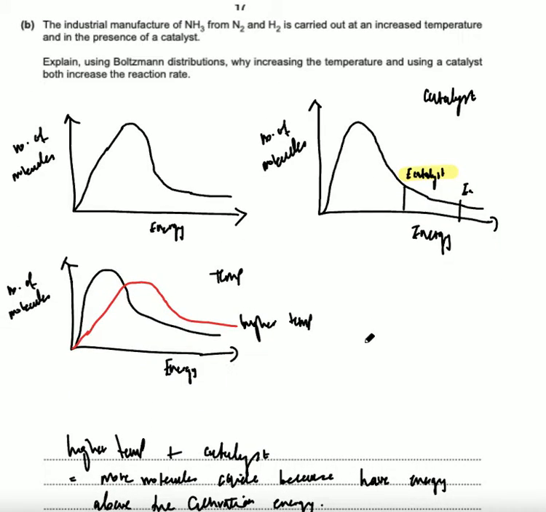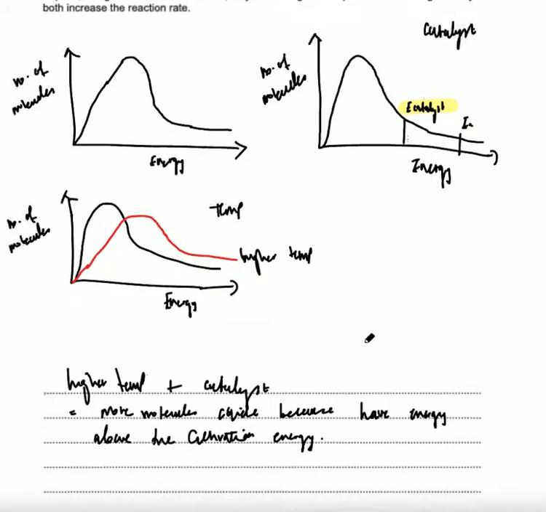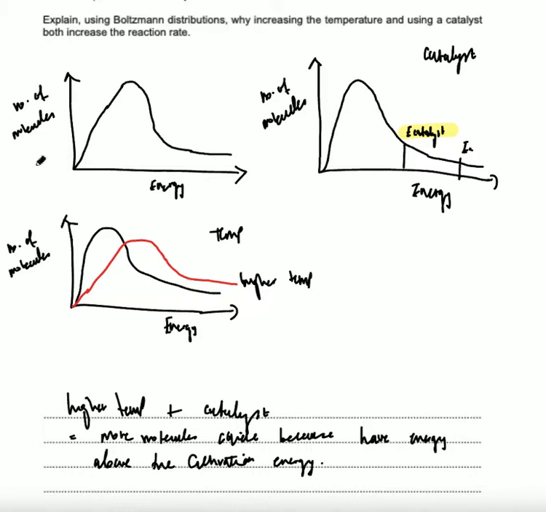Okay, the industrial manufacture of NH3 from N2 and H2 is carried out at an increased temperature and in the presence of a catalyst. Explain using the Boltzmann distributions why increasing temperature and using a catalyst both increase the rate of reaction. Right. So, I've drawn the Boltzmann distribution. So it's number of molecules against energy, and this is how it looks like.